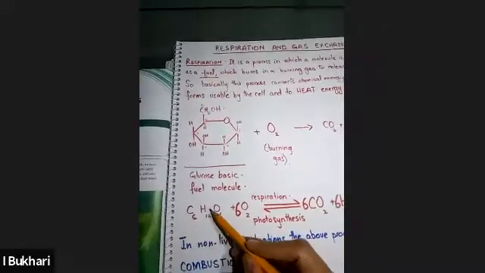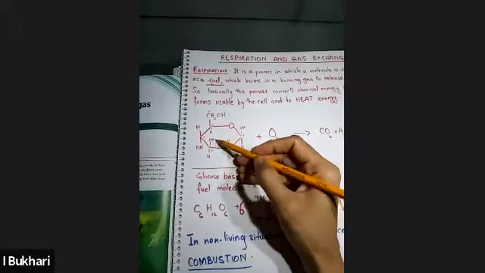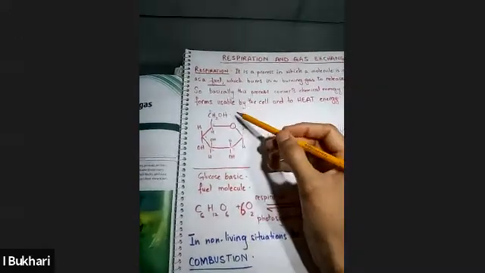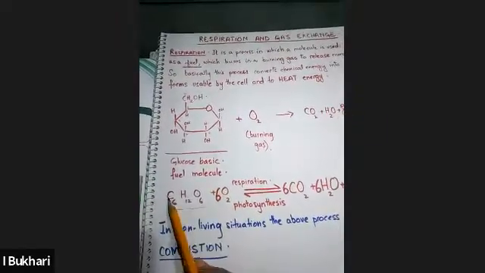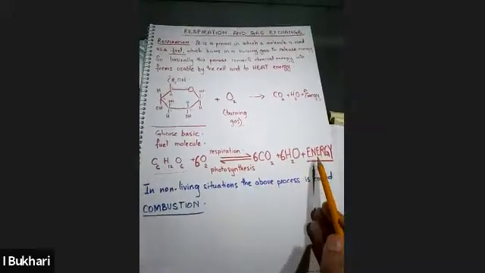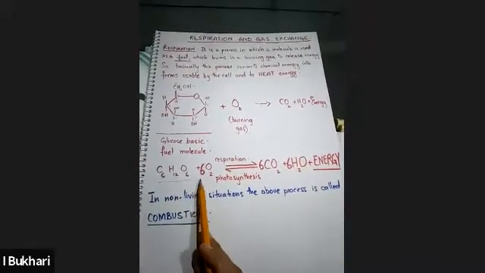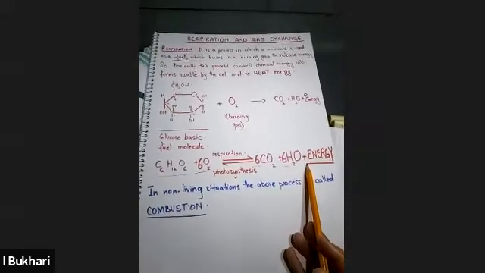So C6H12, there are 12 hydrogens: 1, 2, 3, 4, 5, 6, 7, 8, 9, 10, 11, and then this is 12, right? And then 6 oxygens. You can go ahead and count. So that's how we have this formula, C6H12O6, combining with oxygen to give you carbon dioxide, water, and energy. Go ahead and balance it, and you will see that you write 6 next to oxygen, carbon dioxide, and water. Right. Now let's move on.